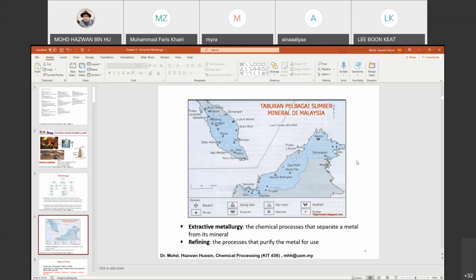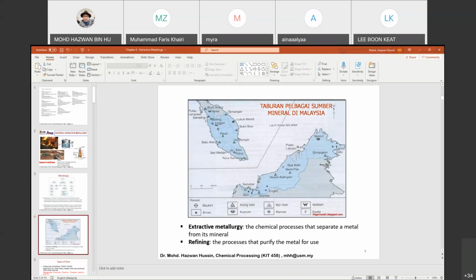Right. So extractive metallurgy, as I mentioned earlier, is the chemical process that separates metal from its mineral. So in order to obtain pure metals like aluminium, where does this aluminium come from? Anyone know? What will be the source of aluminium? Anyone from Kuantan here? Does anyone come from Kuantan or from Pahang?